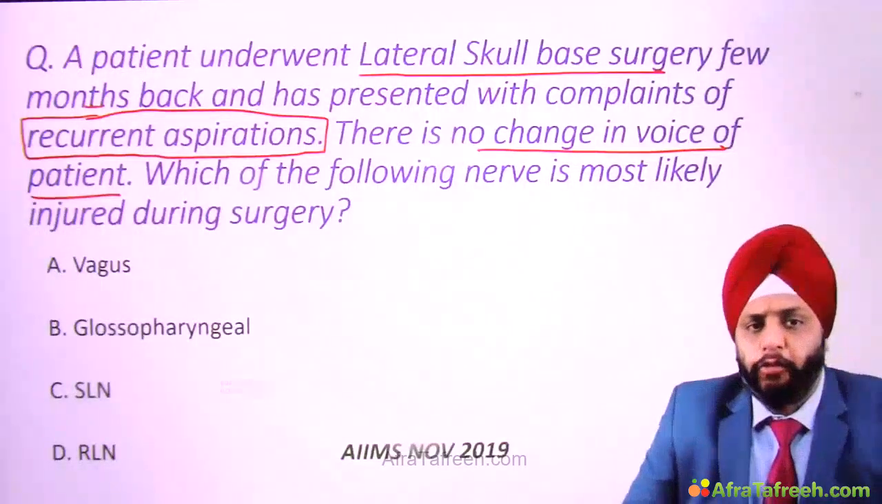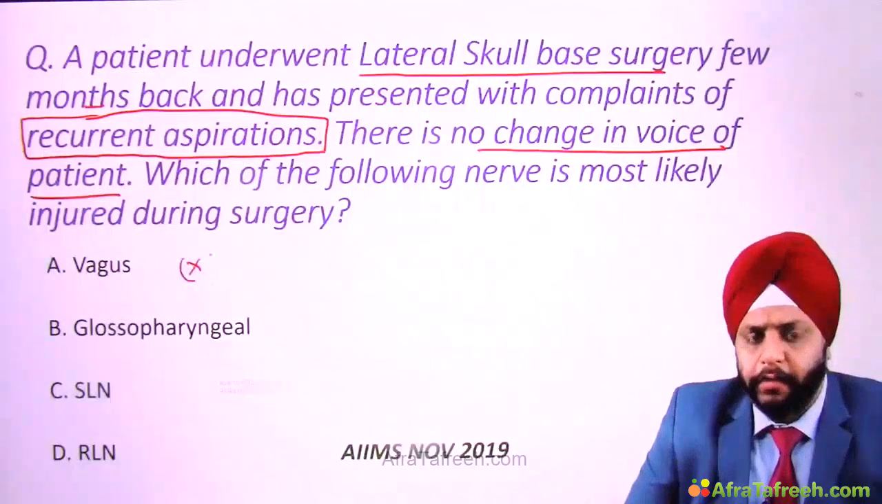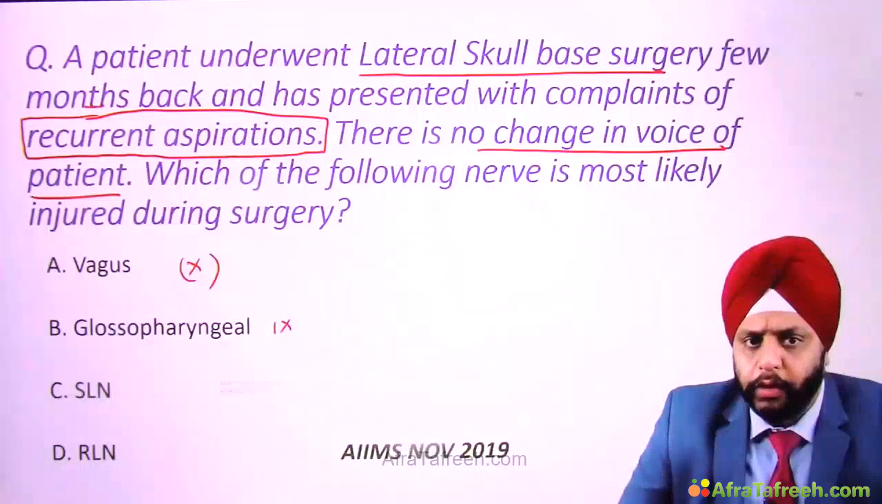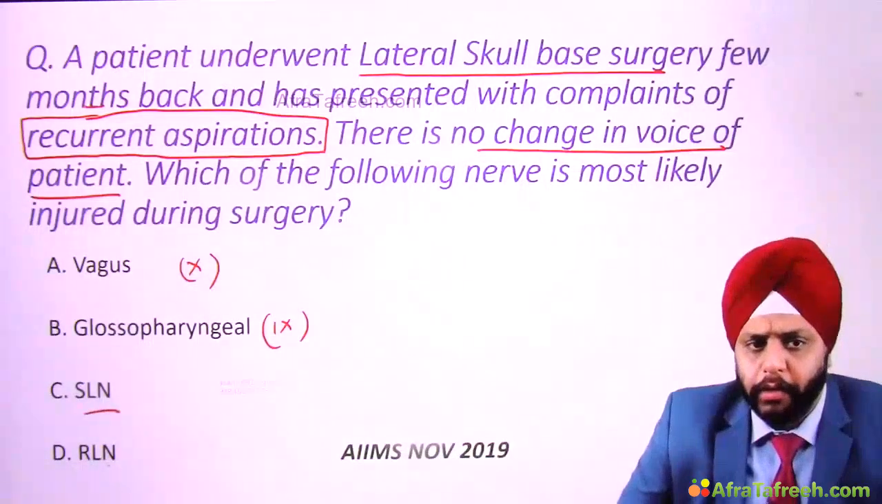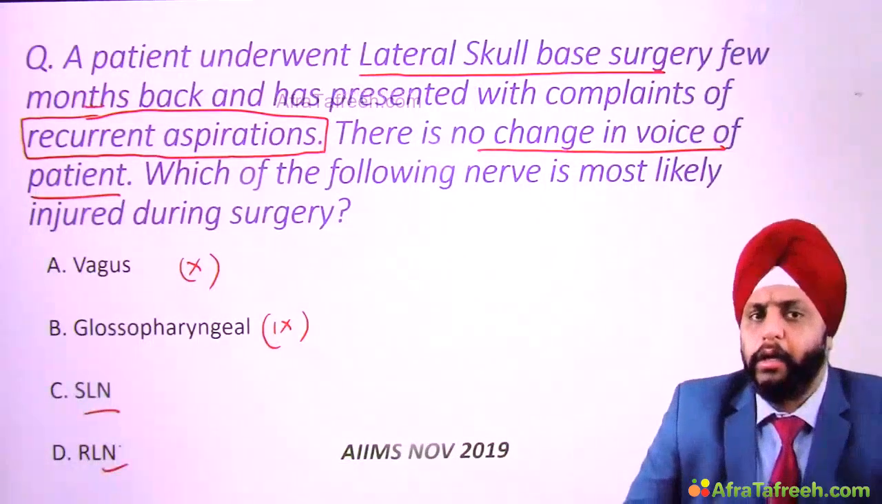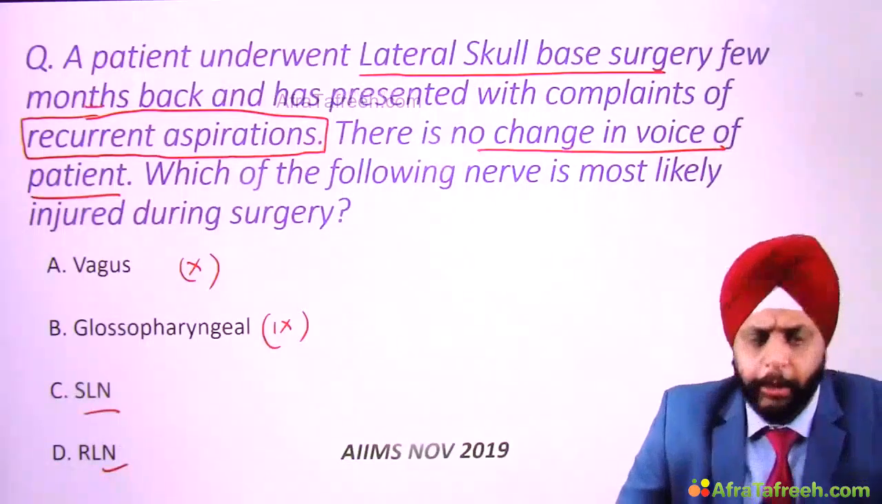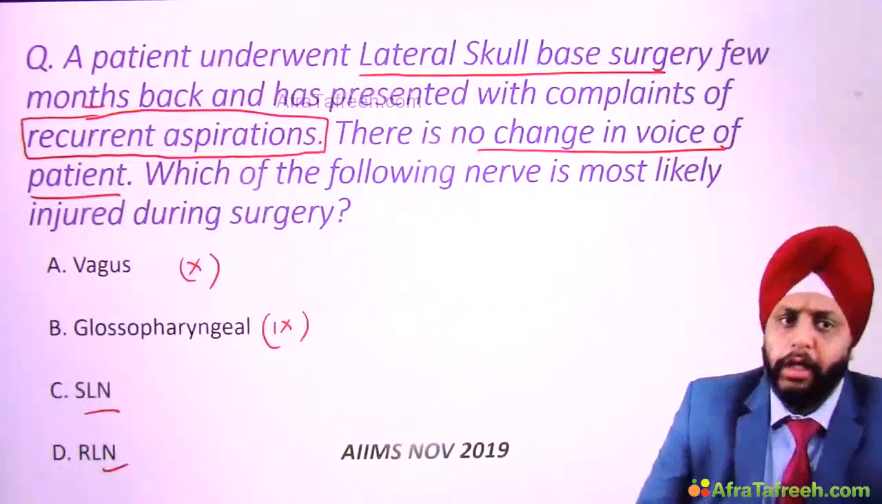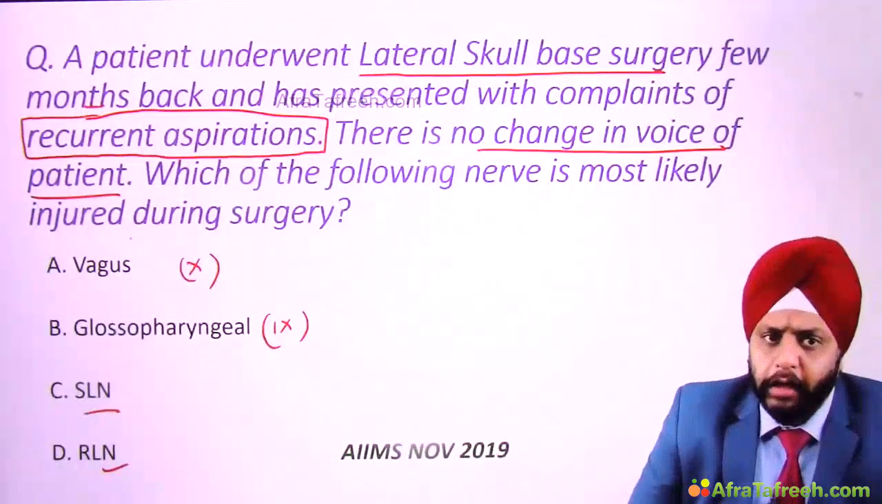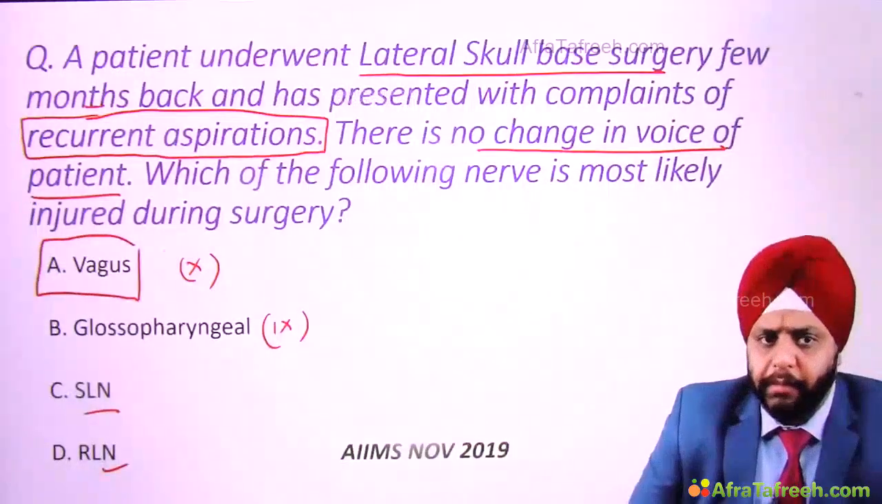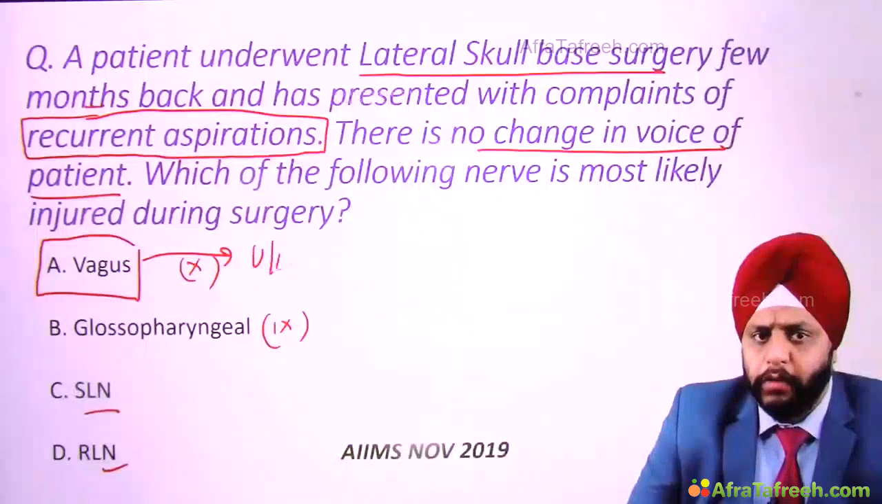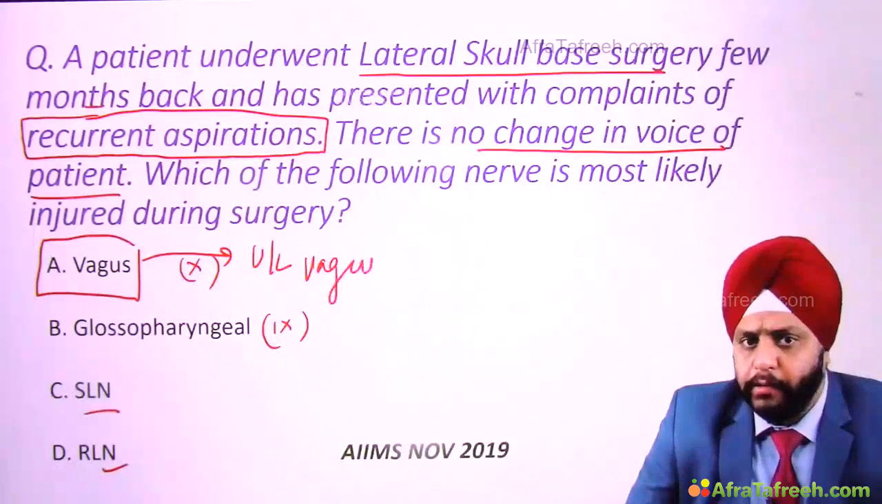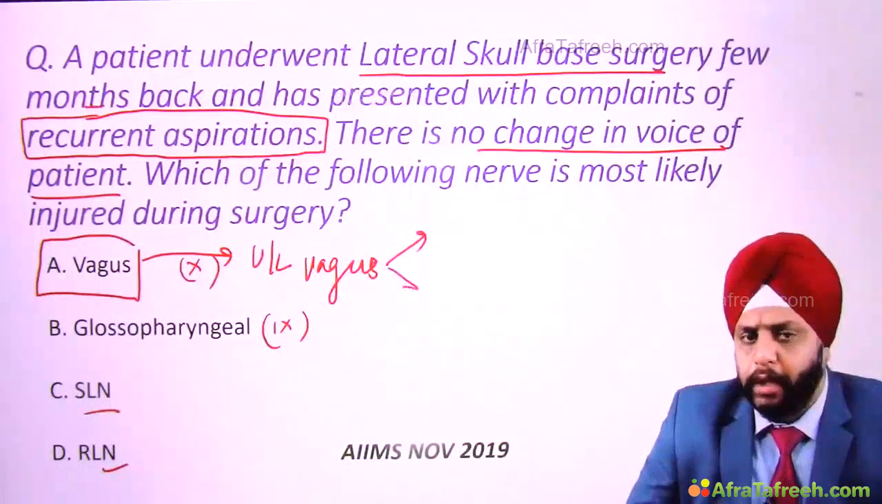Okay, we have 4 choices. Vagus, that is the 10th cranial nerve. We have the glossopharyngeal nerve. We have the superior laryngeal nerve and the recurrent laryngeal nerve. Now what answer can we mark in this question? You see, if I say that there is a vagus palsy, let's say I assume there is a unilateral vagus palsy, so 2 things will happen.